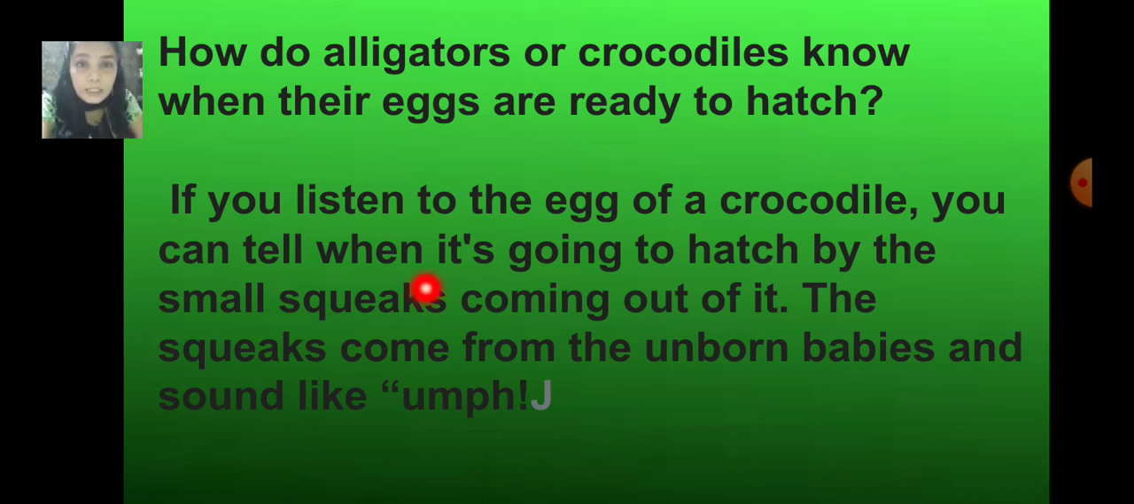So if you listen to the egg of a crocodile, you can tell when it is going to hatch by the small squeaks coming out of it. Means some sound will be there, squeaks, like this. So the squeaks come from the unborn babies. So from the crocodile egg, if the egg is ready to hatch, you can listen to the sound from that egg. The babies are still inside the egg. So what sound do you hear?